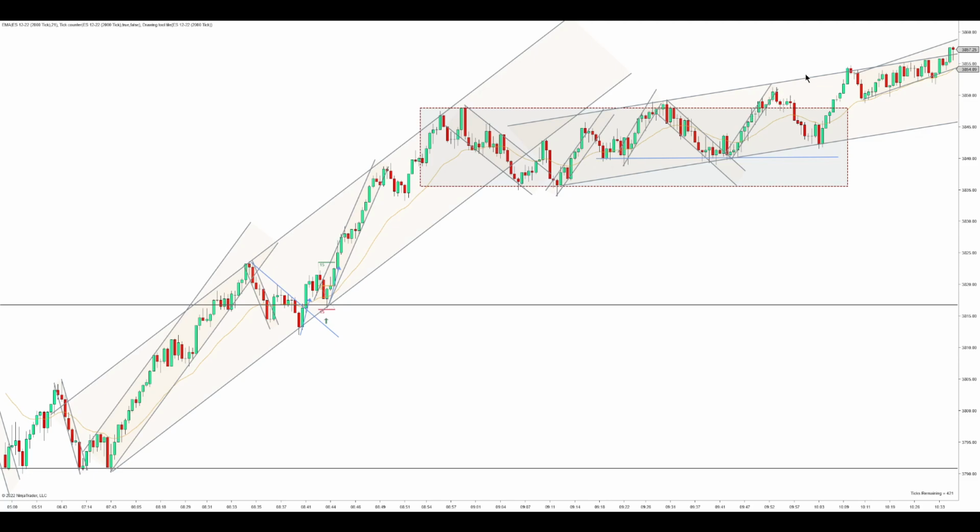Now, one thing that you could argue is, well, yeah, but this uptrend has played out with a break in a new high.